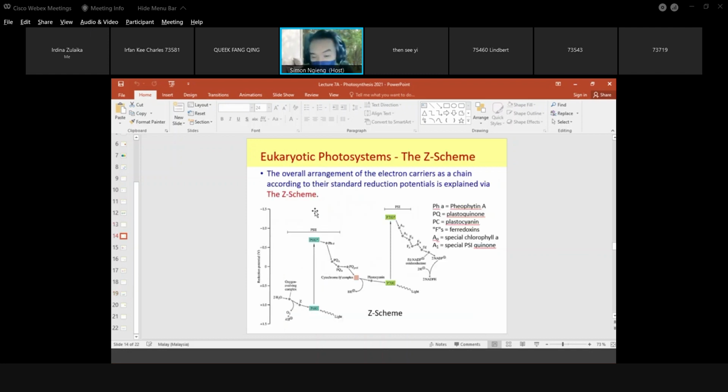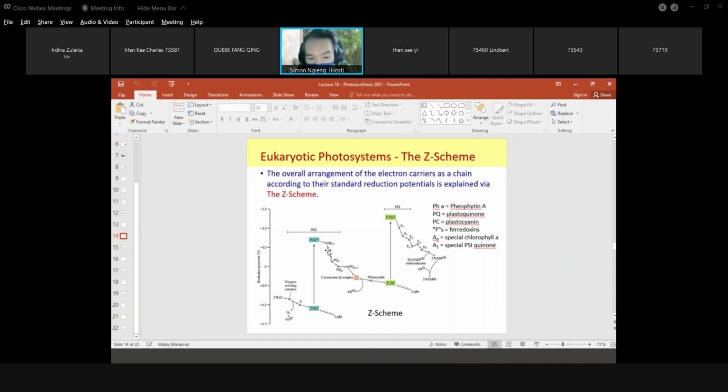So this process is represented in a scheme called the Z scheme. If you look at this, this part and this part represent your photosystem, from photosystem 2 to photosystem 1. As you have light shining onto your chlorophyll, electrons are being excited to a higher energy level. So eventually it is going to be passed on to the next molecule.